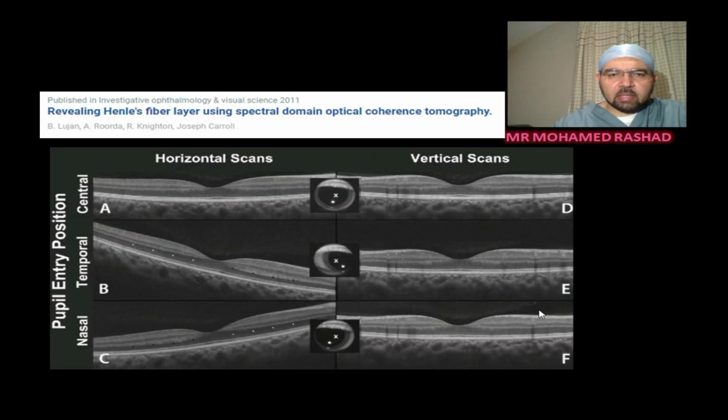And when the scan is tilted as well, this is another article in 2011. It shows that the vertical scan does not change the thickness of the Henle fiber layer, but with the horizontal scans, if there is a different orientation of the light, this can give a different thickening. So this is normal. This is not something abnormal. It is just that if you have a tilt of the scan, you can have these changes.